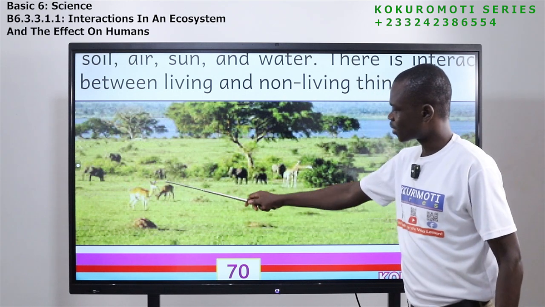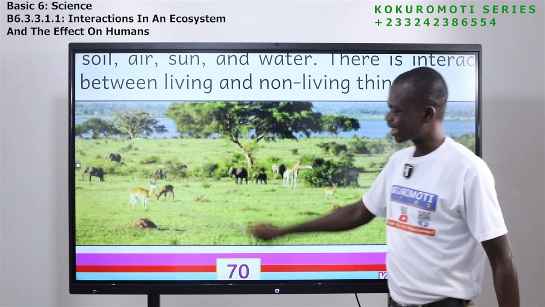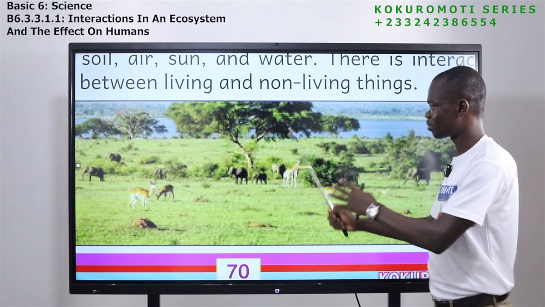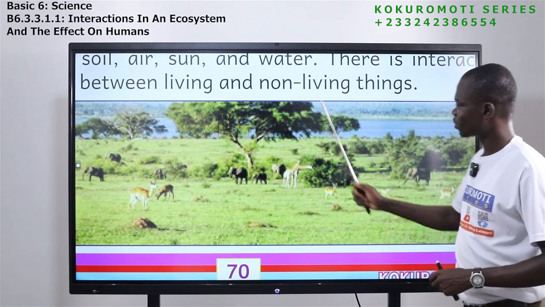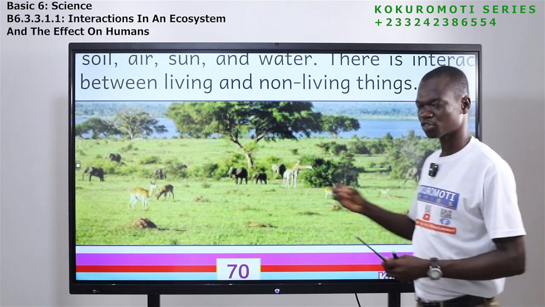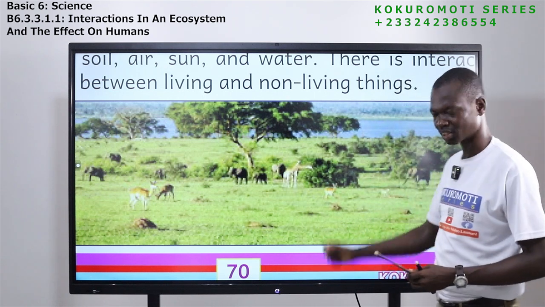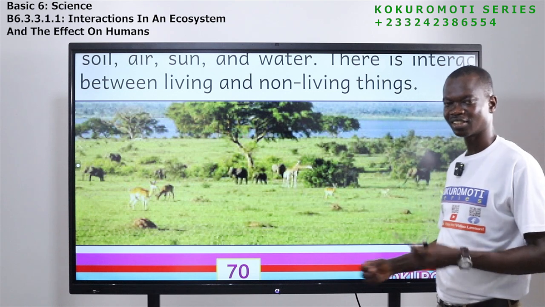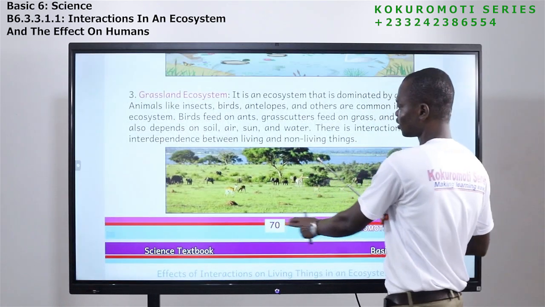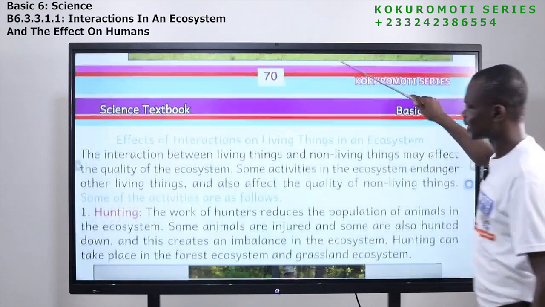The animals depend on other animals. At the same time, they depend on the grass, they depend on plants. Plants also survive because of air. They survive because of water. They survive because of soil. So you see, they all depend on themselves. Okay, so that is that.